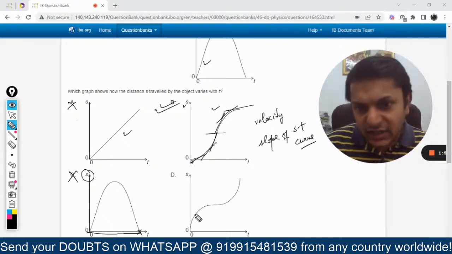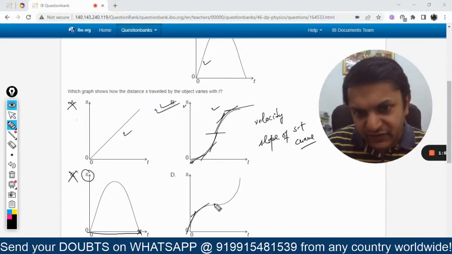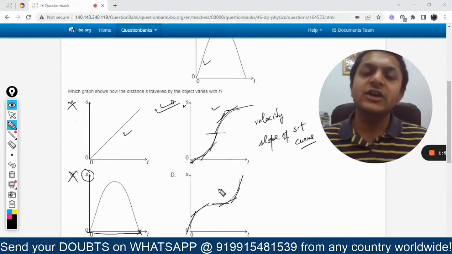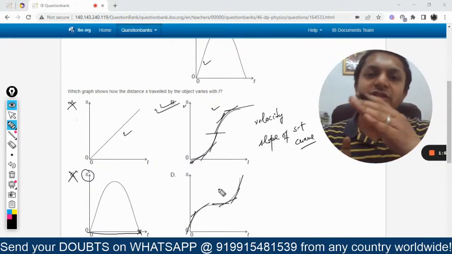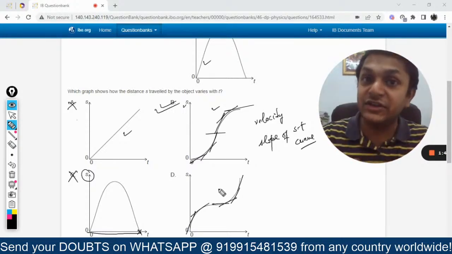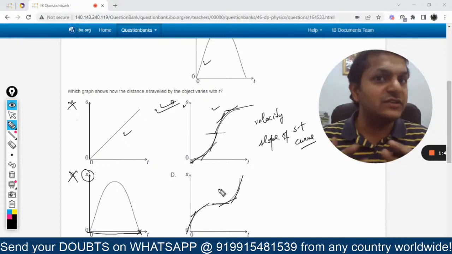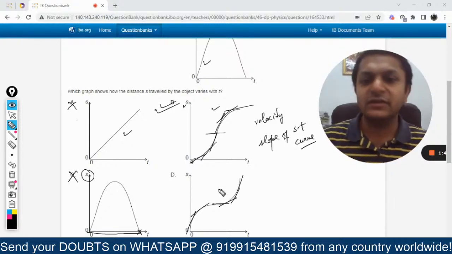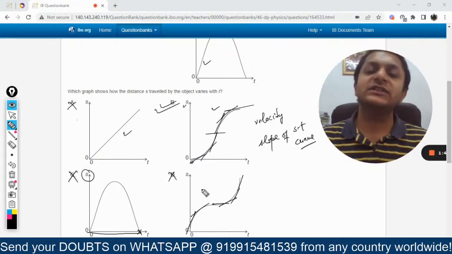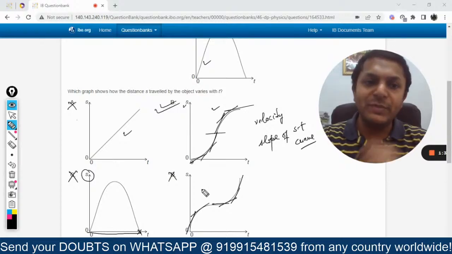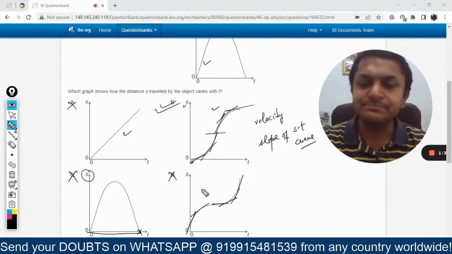And in D part, the slope is positive everywhere, but first it is reducing and then the slope is increasing. So it means that first the velocity is reducing and then the velocity is increasing, and the velocity is positive, it does not change the direction, but hence this answer will also be wrong. So B is the correct answer for us.